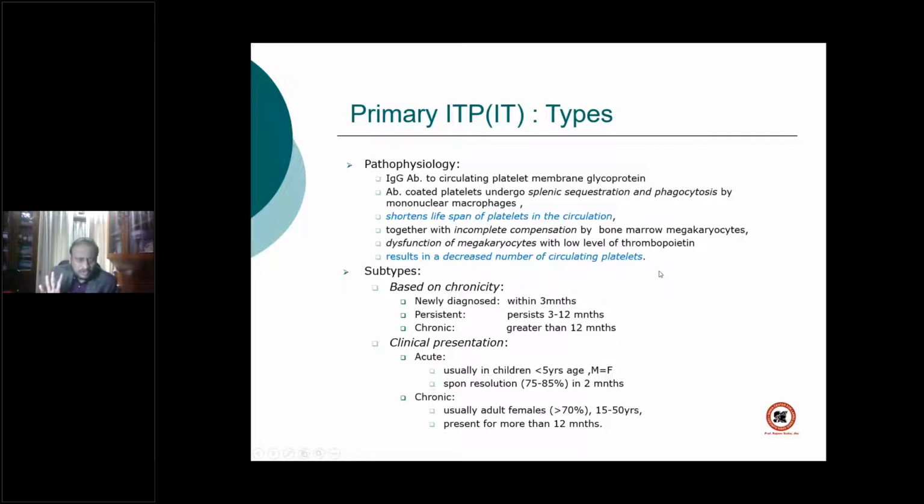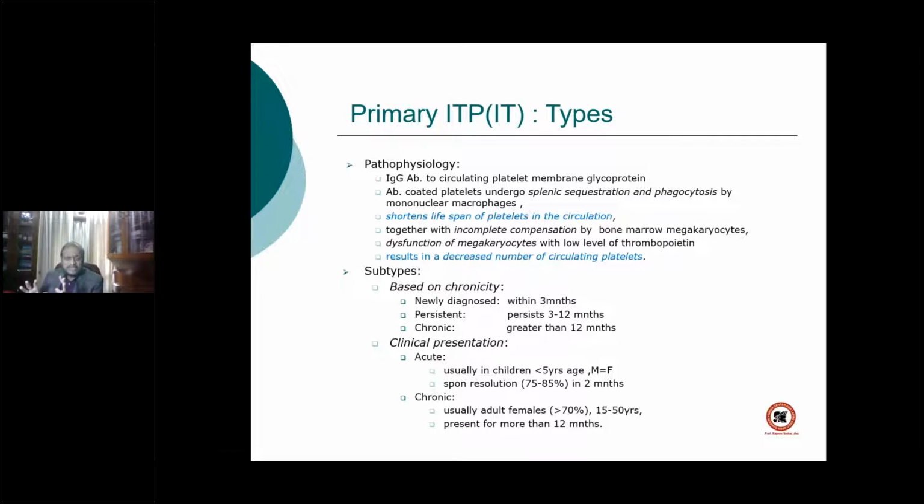Now, based on the chronicity, you have a number of subtypes. For example, newly diagnosed, that is identified within the last 3 months, or persistent, that this patient has been having the disease for the last 3 to 12 months, or chronic, once the disease process has been there for greater than 12 months. The second group is the clinical presentation subtype, where it can present either as an acute or it can present as a chronic. Acute is usually in children less than 5 years in age, with spontaneous resolution in 2 months. The chronic is usually found in the adult type, mostly females, 15 to 50 years of age, and present for more than 12 months.